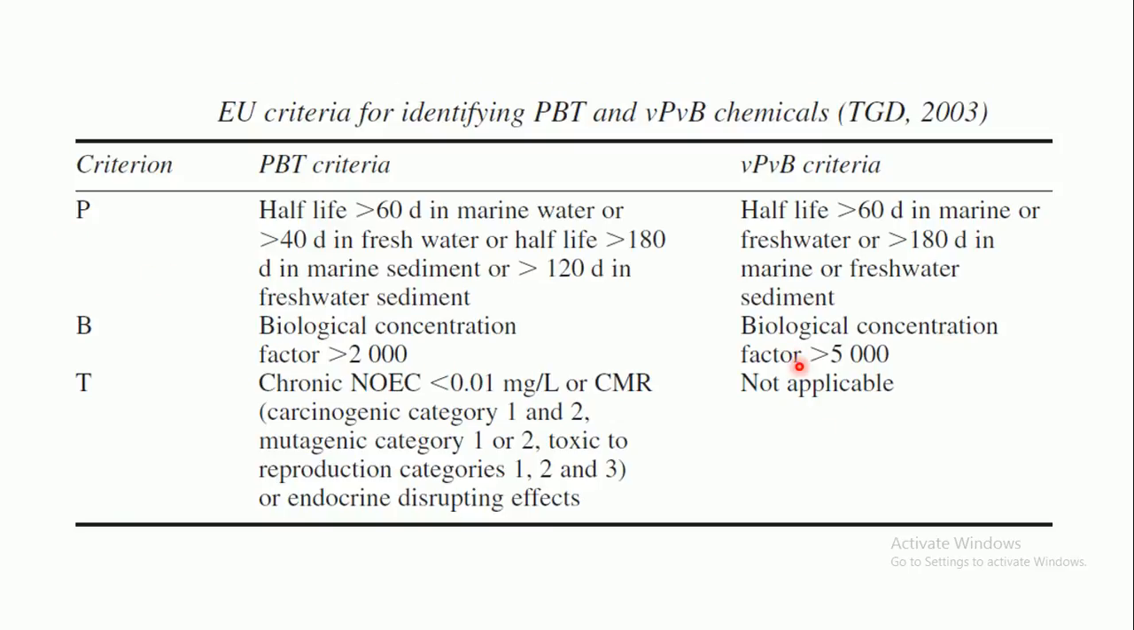Or if the biological concentration factor is more than 5000, then you can say that it is very bioactive. Whereas this toxicity level is not applicable to this particular criteria. It categorizes as a very persistent and very bioactive substance. So this is the EU criteria for classifying certain toxic substances.